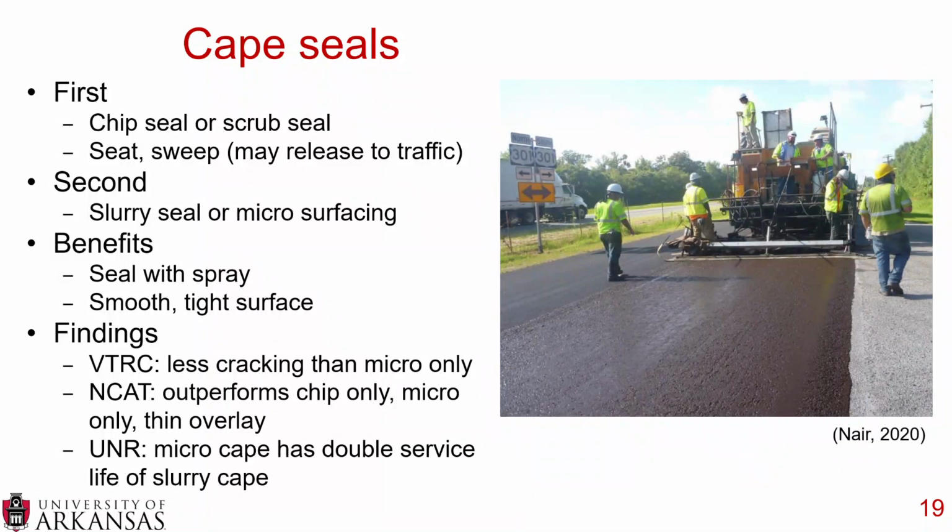And some findings here. VTRC, the Virginia Transportation Research Council, found you had less cracking with this combination treatment than only having microsurfacing. NCAT found that this cape seal outperformed chip seals only, microsurfacing only, and thin overlay. So of all the pavement maintenance treatments, it performed the best. And the University of Nevada, Reno, found that a micro cape seal, so placing microsurfacing on that, had double the service life of a slurry cape seal. So here they put down two types of cape seals, one with slurry on top, one with micro, and they found that micro doubled the service life.